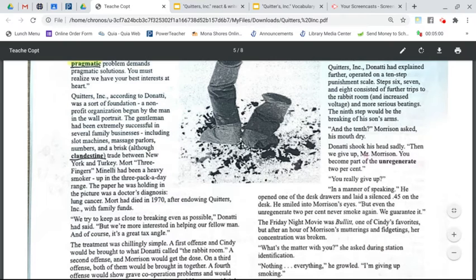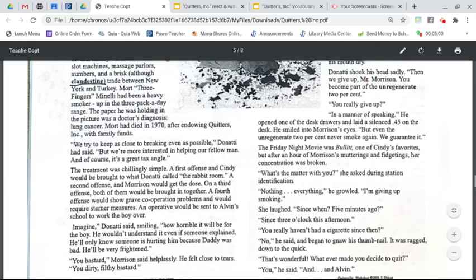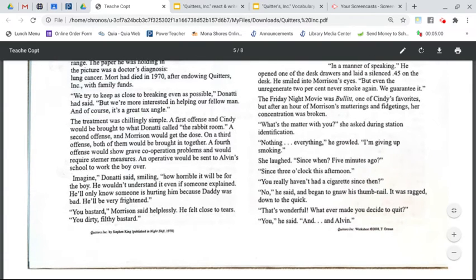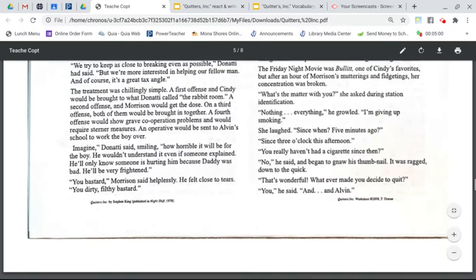The Friday night movie was Bullitt, one of Cindy's favorites, but after an hour of Morrison's muttering and fidgeting, her concentration was broken. "What is the matter with you?" she asked during the station identification. "Nothing. Everything," he growled. "I'm giving up smoking." She laughed. "Since when? Five minutes ago?" "Since 3 o'clock this afternoon." "You really haven't had a cigarette since then?" "No," he said, and began to gnaw his thumbnail. It was ragged down to the quick.